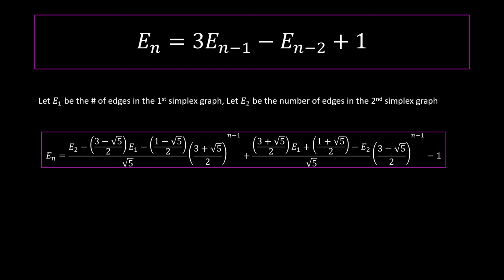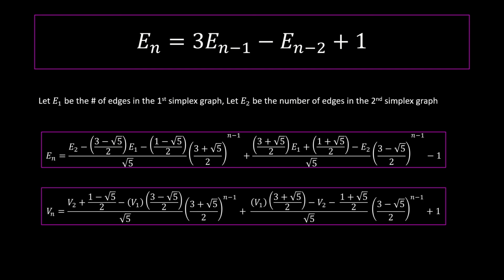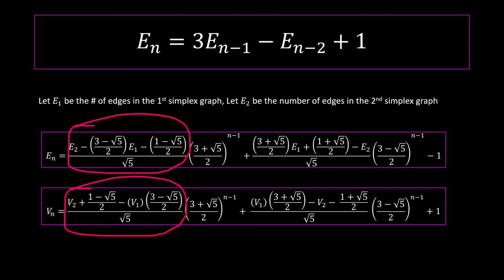Now let's pull up the recurrence for the number of vertices in a simplex graph alongside it. Interestingly, the ratio of these coefficients of the first terms in each formula is the golden ratio. It takes some work to show this, so I challenge you to first verify this for yourself using our initial two recurrences and playing around with the expressions we have for our two constants.